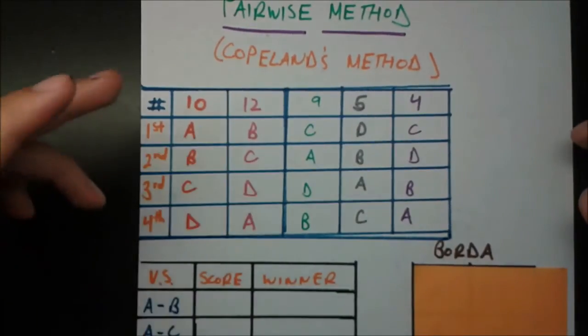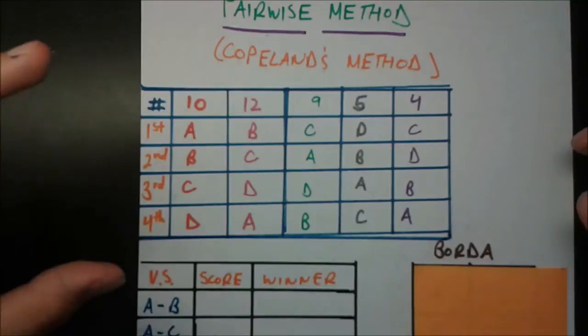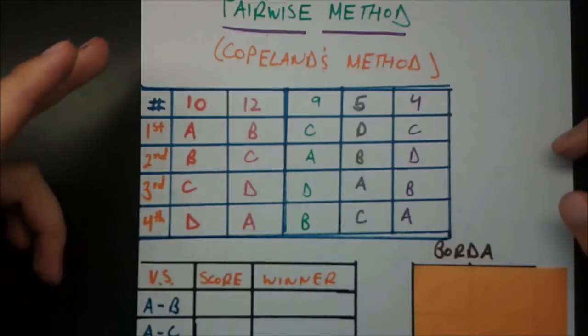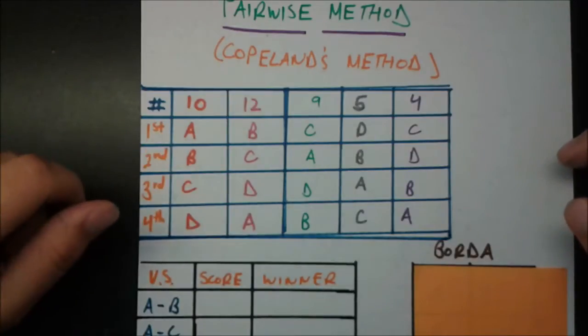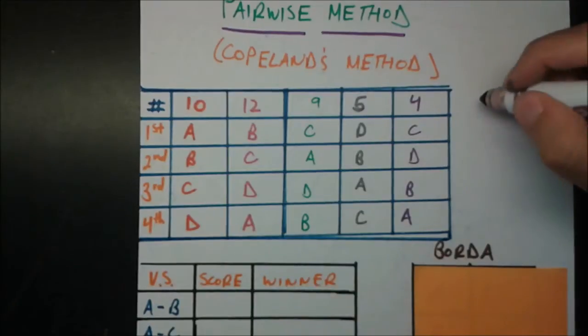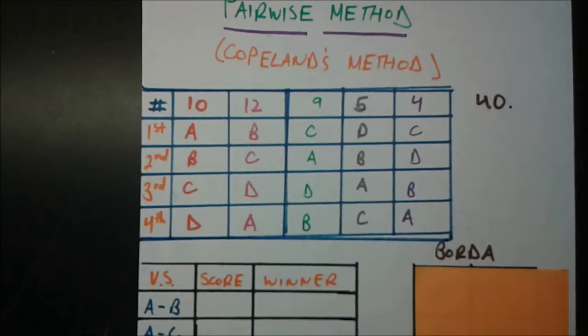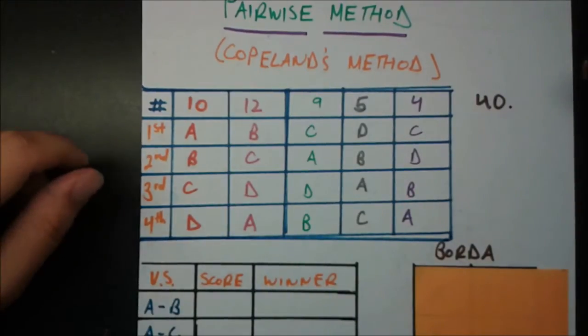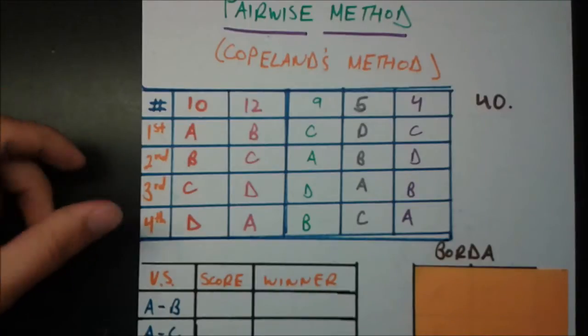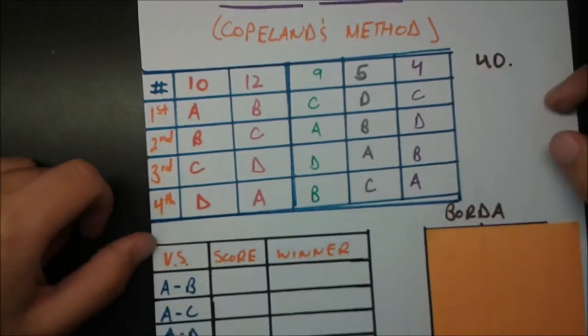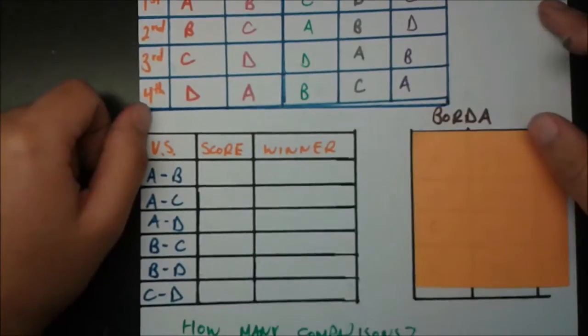So what I have here is the results of a new election. Again, there's 4 candidates now, A, B, C, and D, and there's going to be 40 voters. We've asked them to come out and rank their candidates first through fourth, and we have the table of data here. Now how this method works is pretty simple.